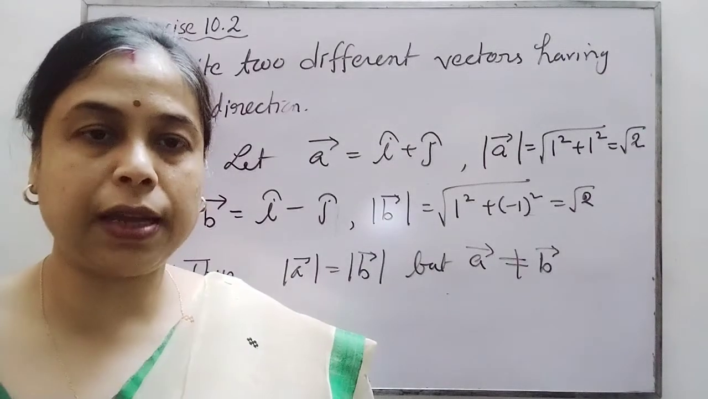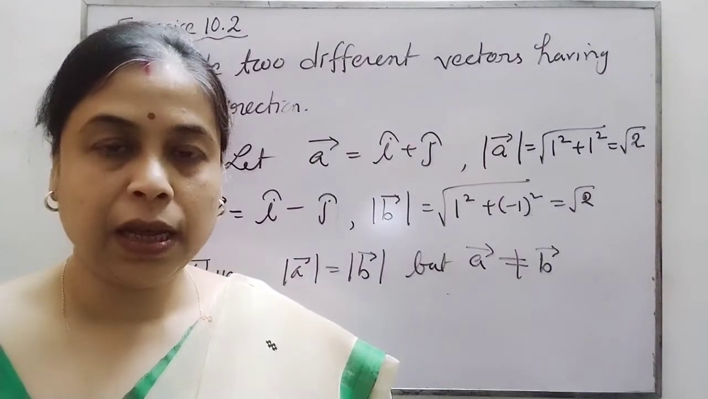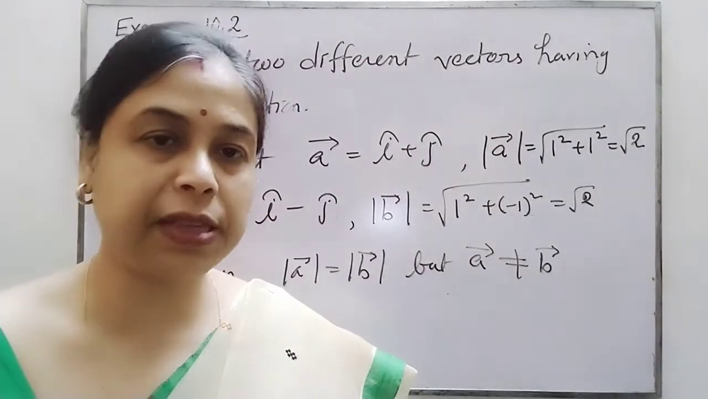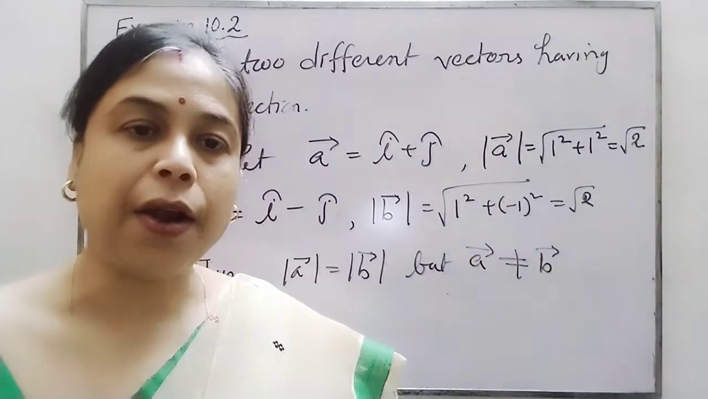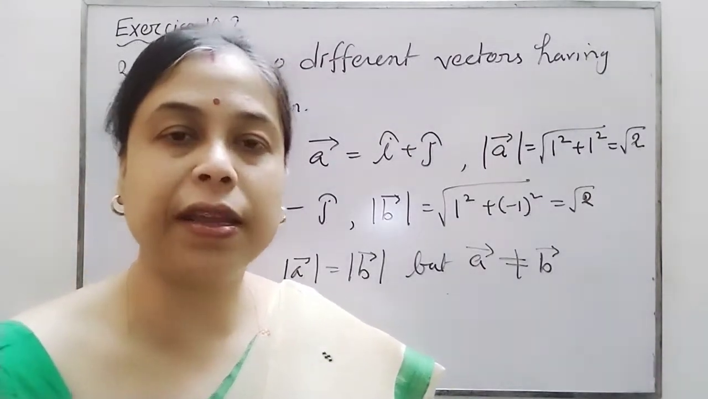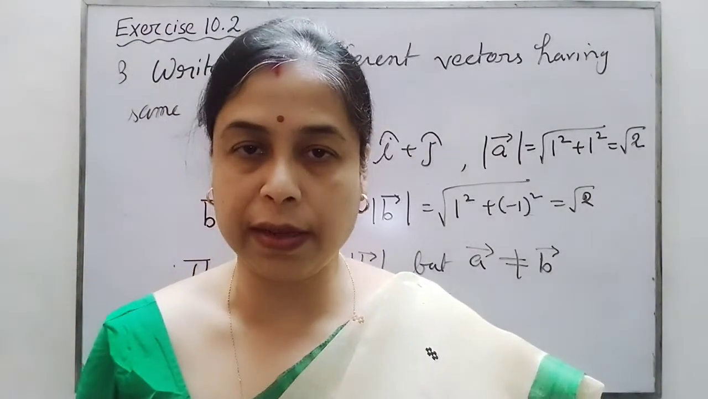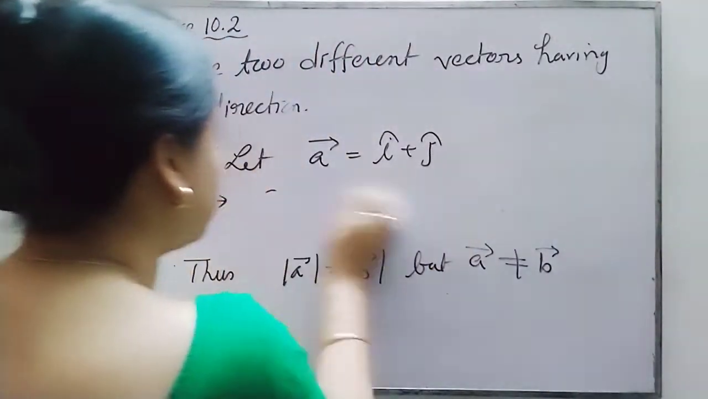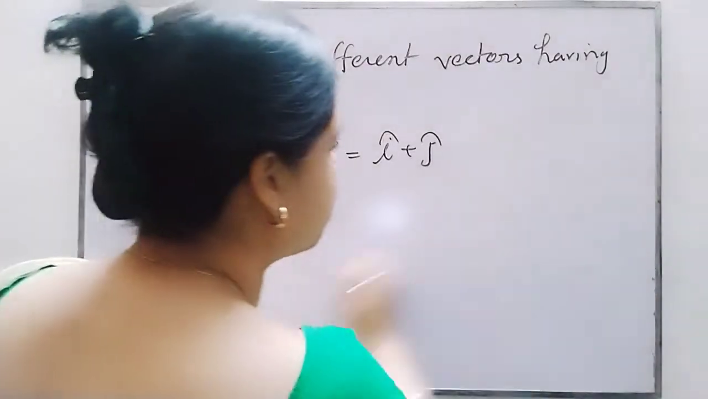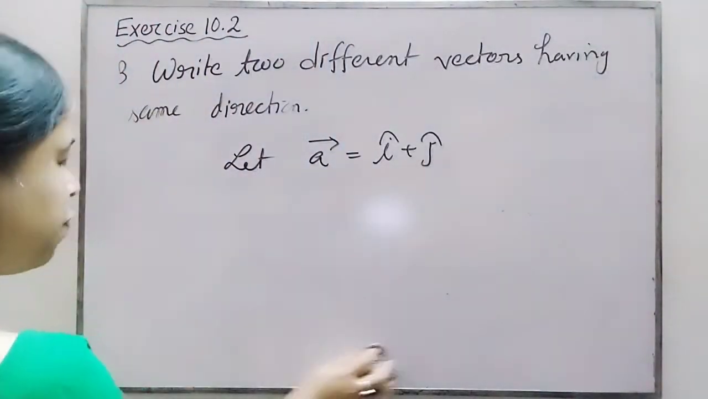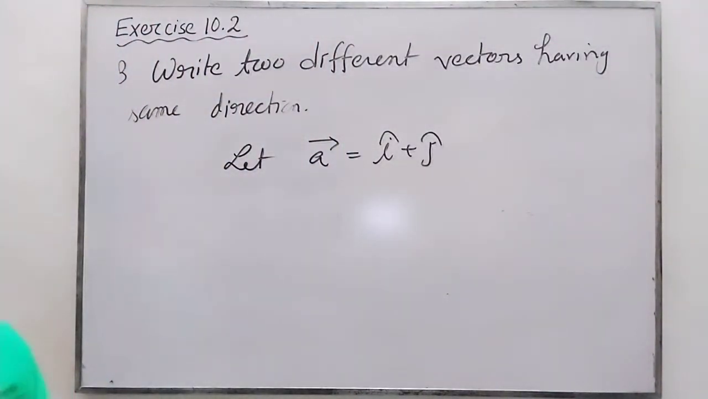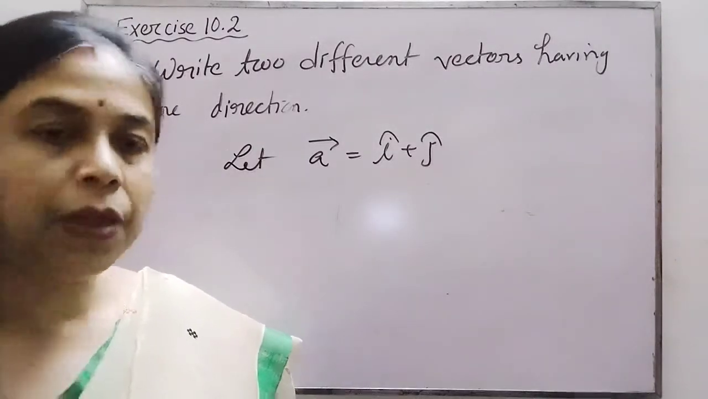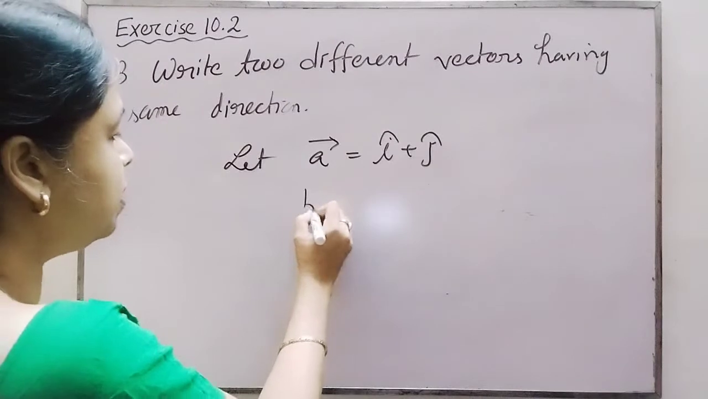Now the direction is the same, you have to take two vectors. You know that parallel vectors or collinear vectors have the same direction. If two vectors are collinear, then one can be expressed as a scalar multiple of the other. So if I take one vector a bar, the second vector b bar I will consider differently, different from this a bar but a parallel vector to a bar.